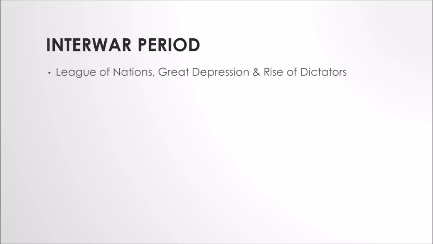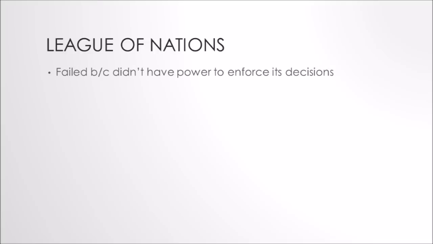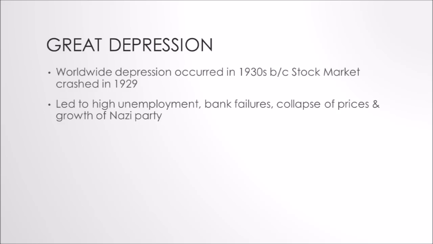The interwar period had a lot of problems. The League of Nations failed because it didn't have power to enforce its decisions, especially because the United States was not a member of the League of Nations. The world also suffered through the Great Depression that occurred in the 1930s because the stock market crashed in 1929. It led to high unemployment, bank failures, collapse of prices, and growth of the Nazi Party.